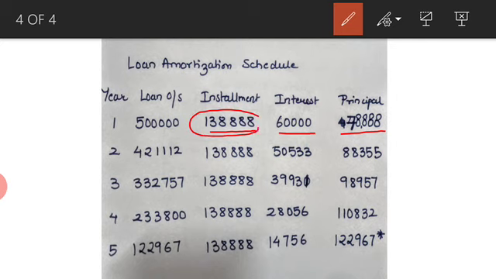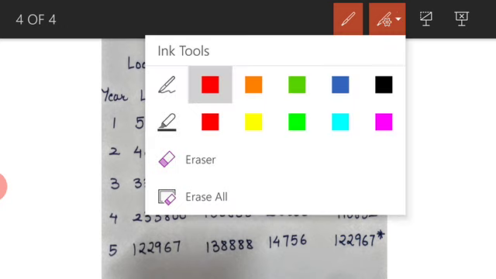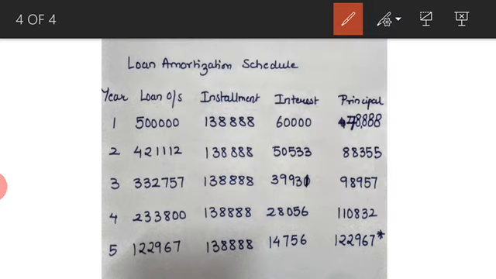Now we know the installment amount, we know the interest amount. Can we find out principal? Yes. How do we do that? Installment minus interest will give you principal. So 1,38,888 minus 60,000 will give you 78,888. I'm repeating, principal amount is nothing but installment minus interest.